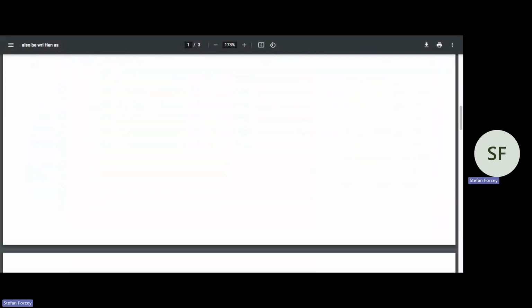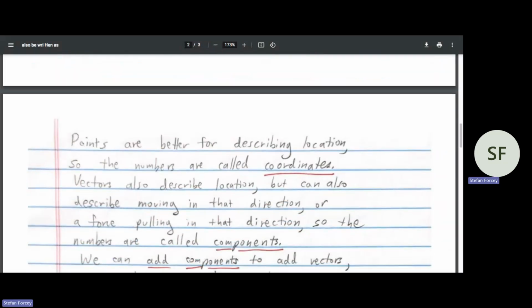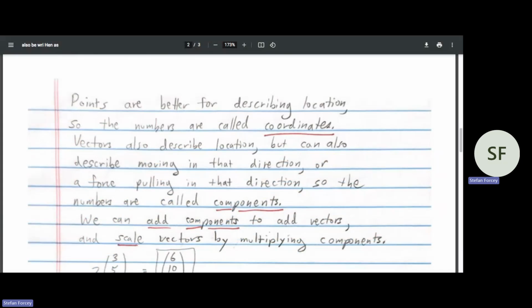So why do we have two different ways of looking at the same thing? Well, there's useful purpose in both. Points are better for describing a location, trying to tell where something is. The numbers in points, the 3, 5, 1, are called coordinates. Vectors are also fine for describing a location, as long as you know the context. But on top of that, they can describe moving in that direction, or the flow of something in that direction, or a force pulling in that direction.